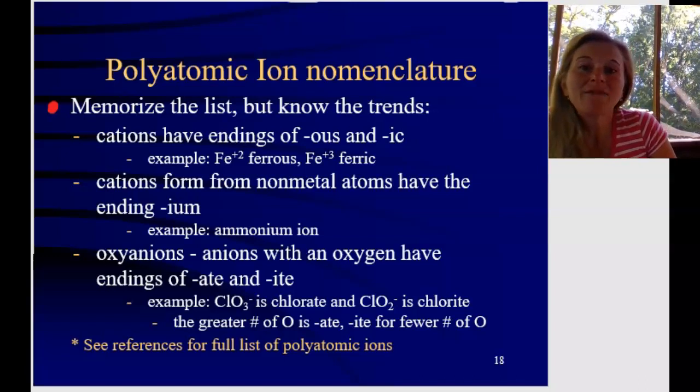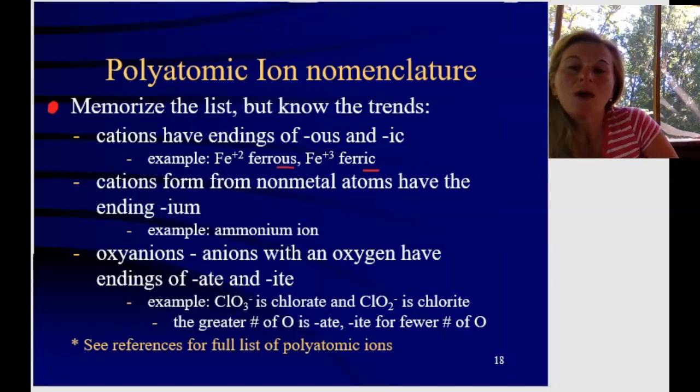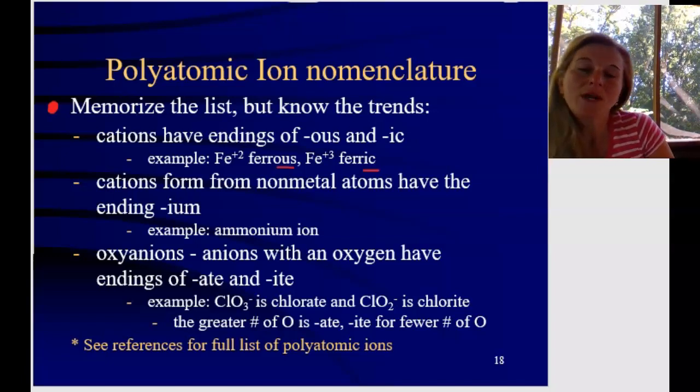So cations have the ending of -ous or -ic. For example, iron plus 2 is going to be ferrous, and iron plus 3 is going to be ferric. Cations form from nonmetal atoms that have the ending IUM. So ammonium ion, and ammonium is all nonmetals.